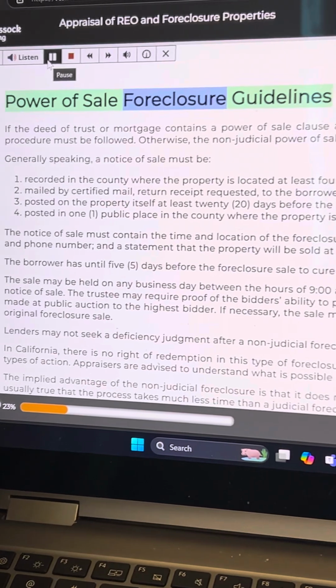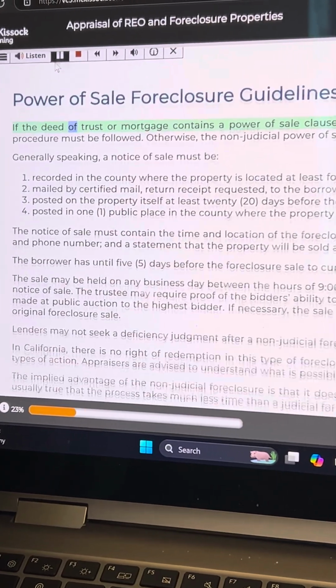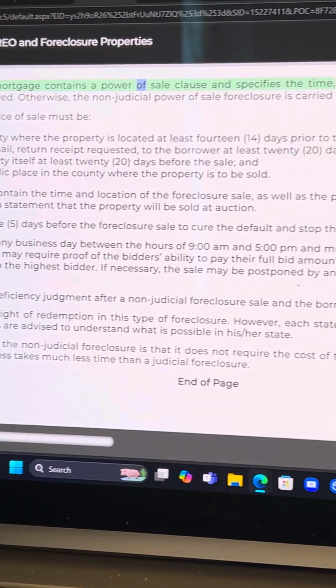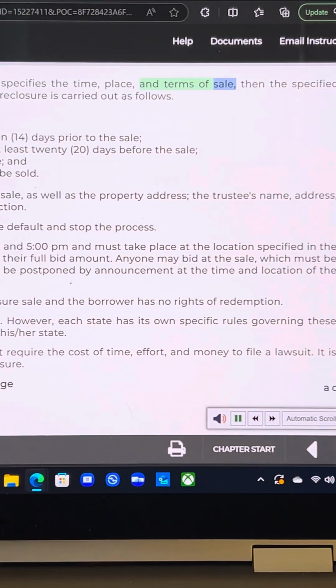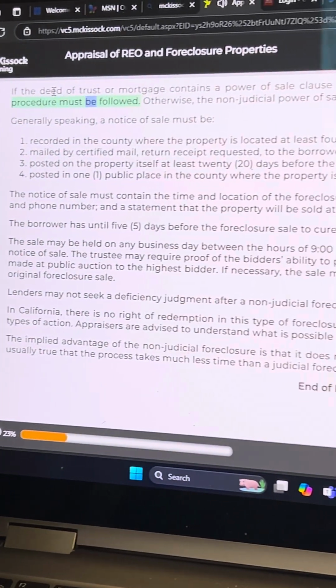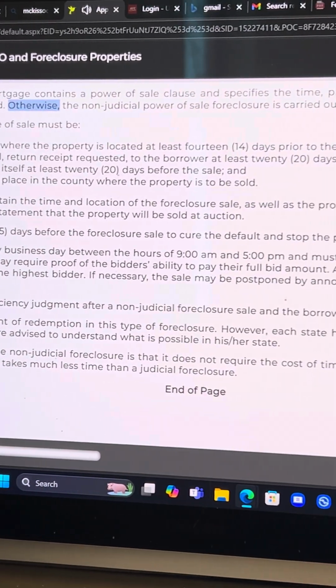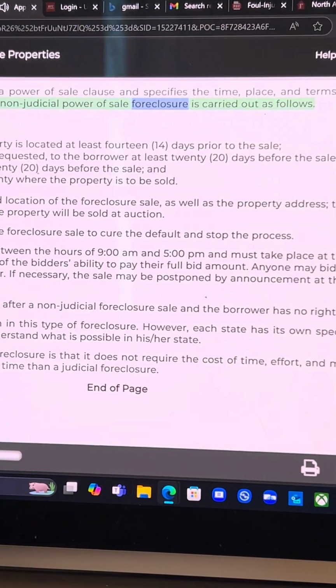Power of Sale Foreclosure Guidelines. If the deed of trust or mortgage contains a power of sale clause and specifies the time, place, and terms of sale, then the specified procedure must be followed. Otherwise, the non-judicial power of sale foreclosure is carried out as follows.